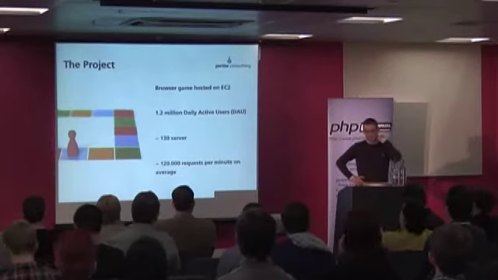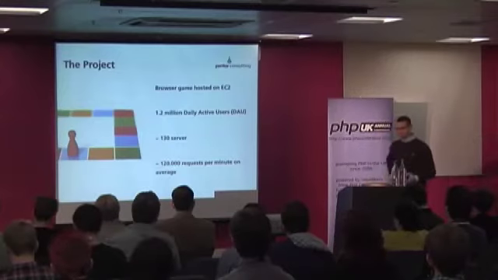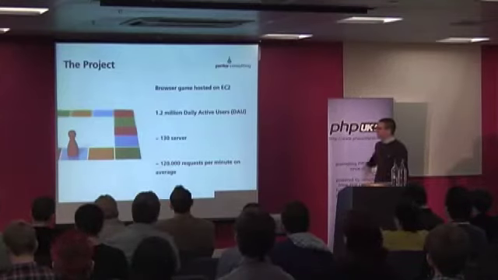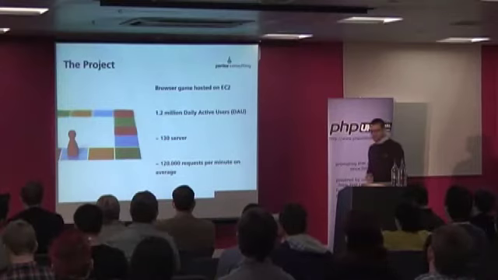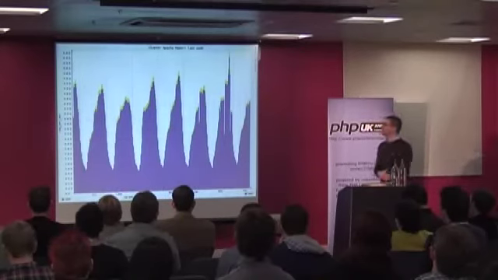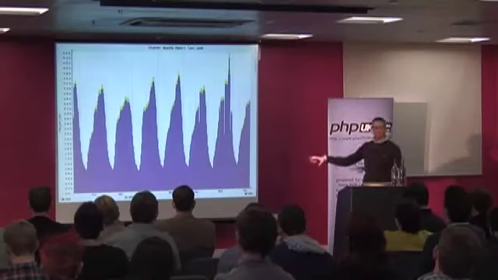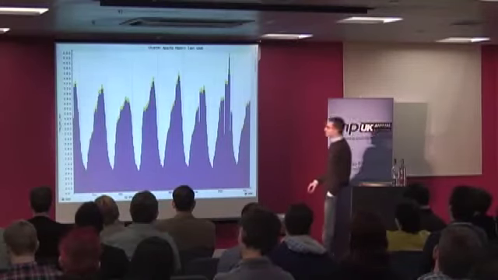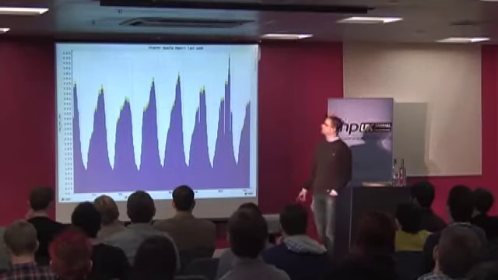For this game, they have 1.2 million daily active users. So every day, there are over 1 million different users playing this game, which is not a small number. And they have roughly 130 machines in this cluster and roughly 120,000 requests per minute, so pretty impressive numbers. If you look at the load curve, it looks something like this. This is one part of the Apache cluster, and this is 1 week. In case you cannot see the scale, we have 1 week printed here.